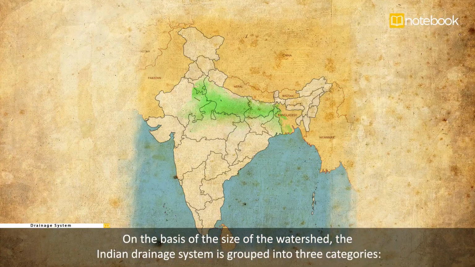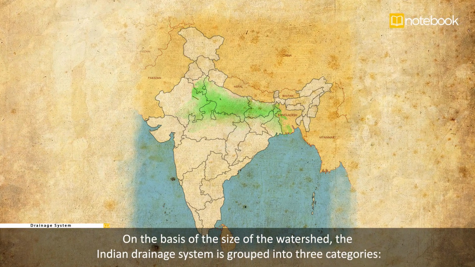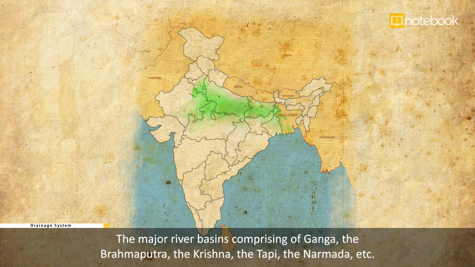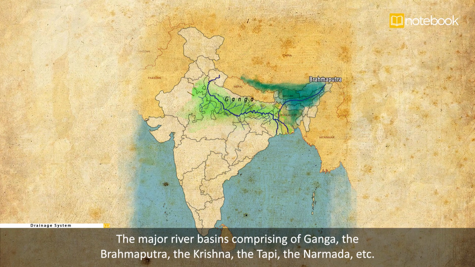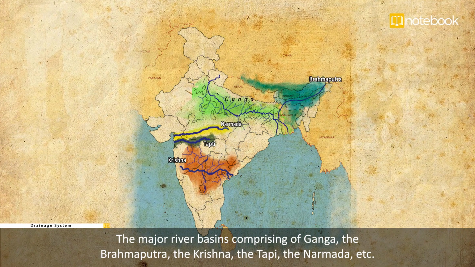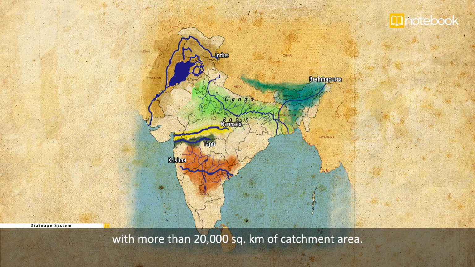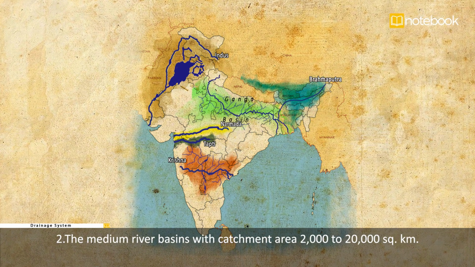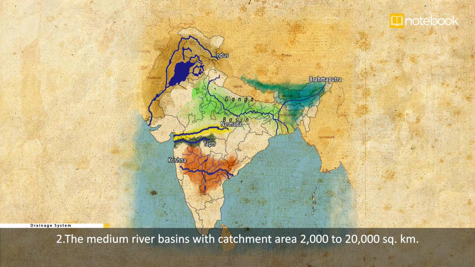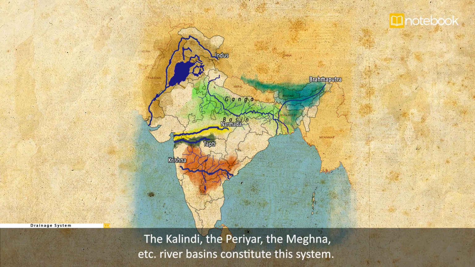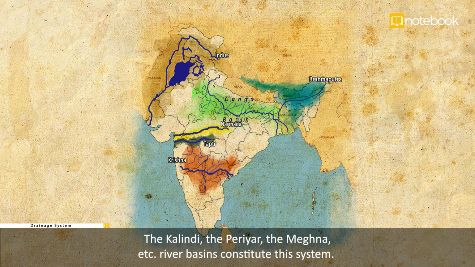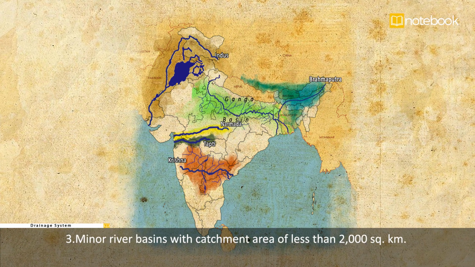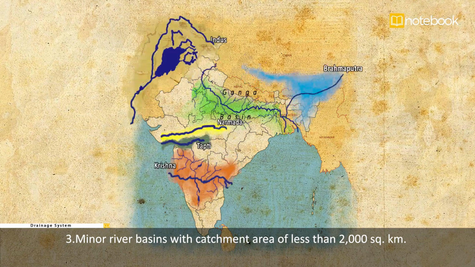On the basis of the size of the watershed, the Indian drainage system is grouped into three categories. The major river basins comprising of the Ganga, the Brahmaputra, the Krishna, the Tapi, the Narmada, etc. with more than 20,000 square kilometer of catchment area. The medium river basins with catchment area 2,000 to 20,000 square kilometer. The Kalindi, the Periyar, the Meghna, etc. river basins constitute this system. Minor river basins with catchment area of less than 2,000 square kilometer.